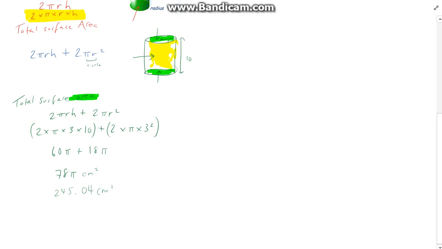So just remember, if they just ask you for the curved surface area, you're actually just looking for the yellow part on that diagram. Yeah, so that's cylinders for finding the volume and finding the total surface area. As I said, it's just a simple video on it, and we'll get on to the more complicated videos.